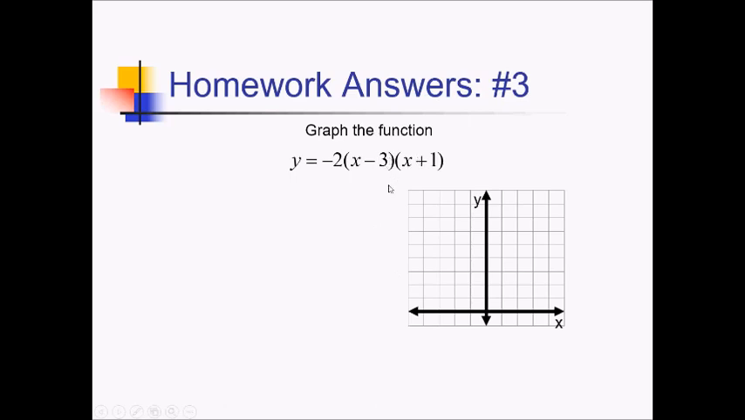To graph this parabola in intercept form, let me start by getting the zeros, whatever zeros out these parentheses. So that's going to be +3 and -1. And let me graph those. So we've got -1 here and +3 right there.